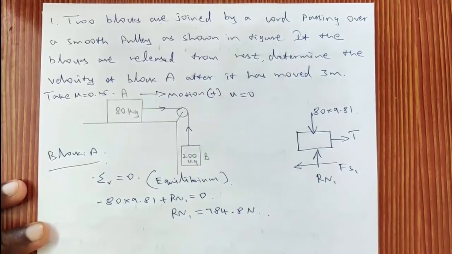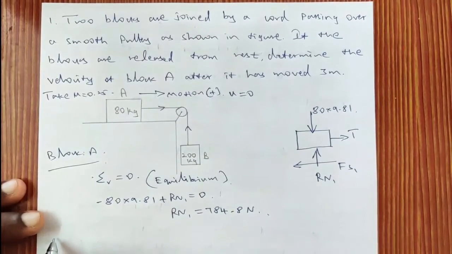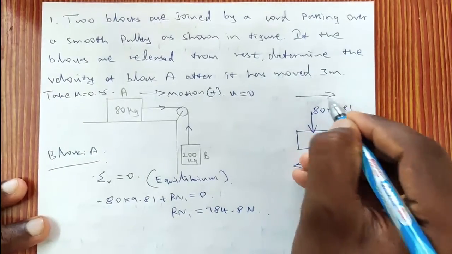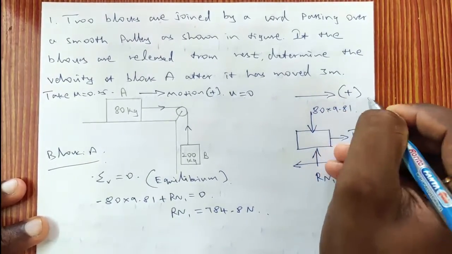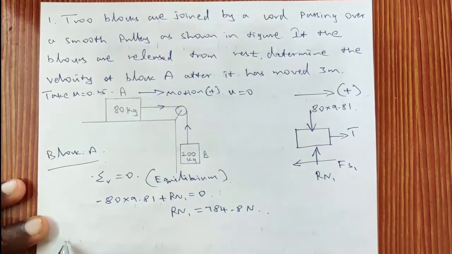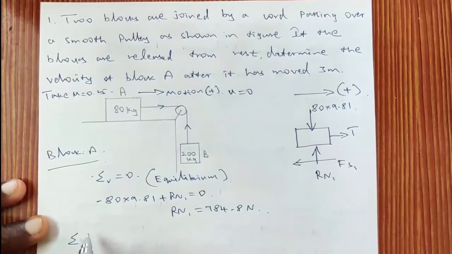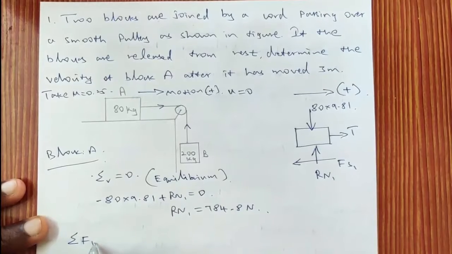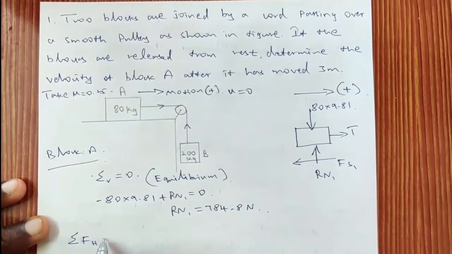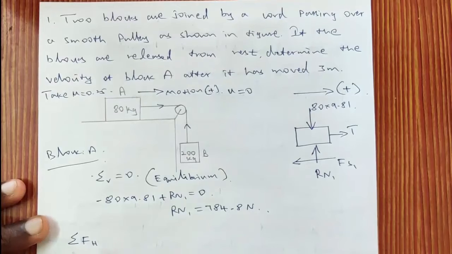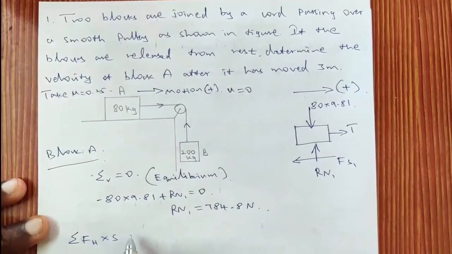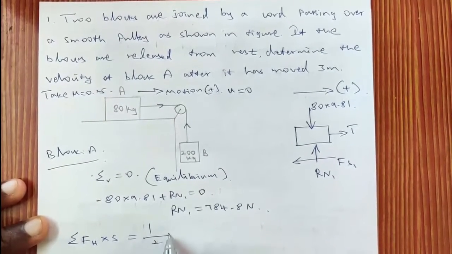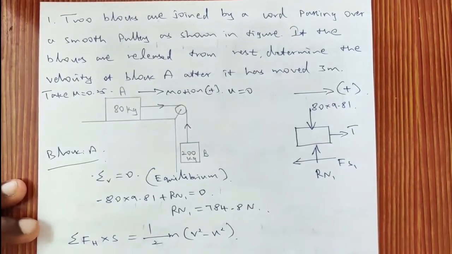Okay, so now we'll write the summation of horizontal forces. The body is moving towards the right side, so towards right is positive. Here the summation of horizontal force is not equal to 0 because the body is not under equilibrium state. So for the summation of forces acting in the horizontal direction, we have to use the work energy equation, that is, summation of Fh into S is equal to half m (v square minus u square). So that is very important.